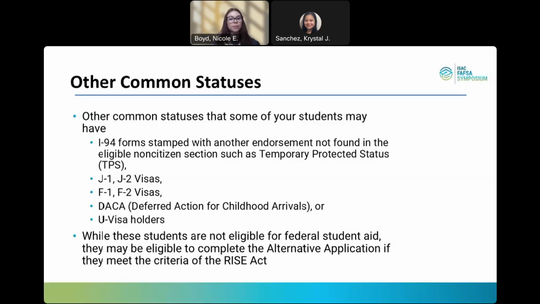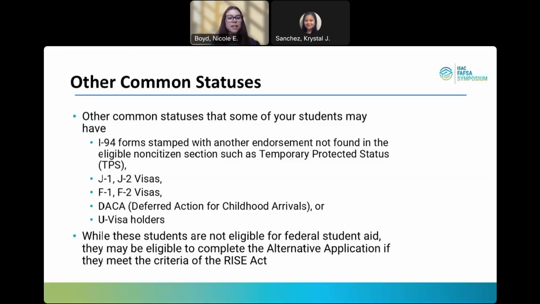Then there are some other common statuses that you may encounter in your work. Some common ones include I-94 forms that are stamped with another endorsement not found in the eligible non-citizen section, commonly temporary protected status or TPS, which we did not cover on the previous slide, J1 or J2 visas, F1 or F2 visas, people who have DACA. DACA is actually not a citizenship status. While it's listed as a status, this is just something that you may encounter that would not qualify an individual as an eligible non-citizen, or U visa holders.